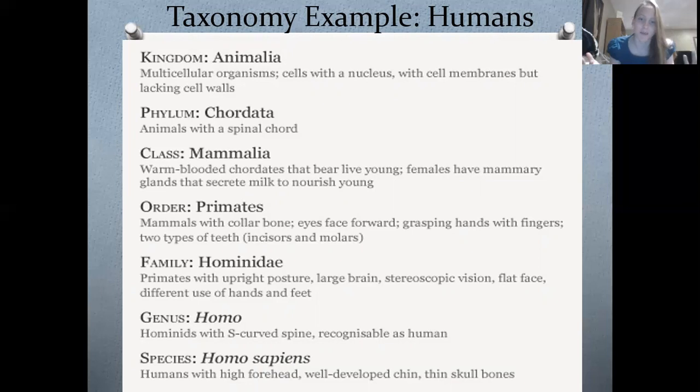We have a really large brain, and we use our hands and feet differently. Our genus is Homo, which just means that we have an S-curved spine and we start being recognizable as human rather than a monkey, for instance. And then our species is Homo sapiens, which just differentiates us from the Neanderthal or something like that.